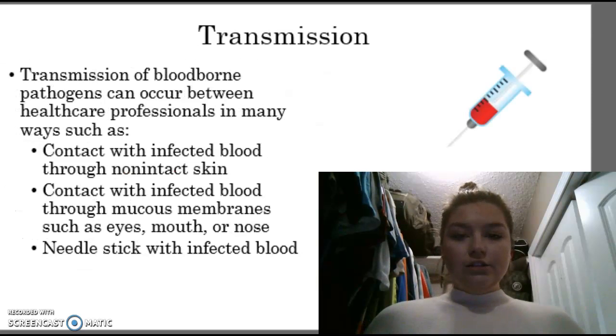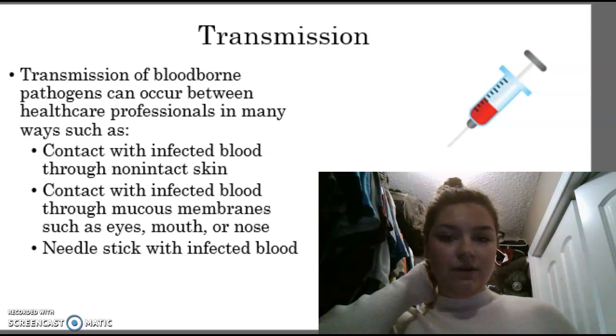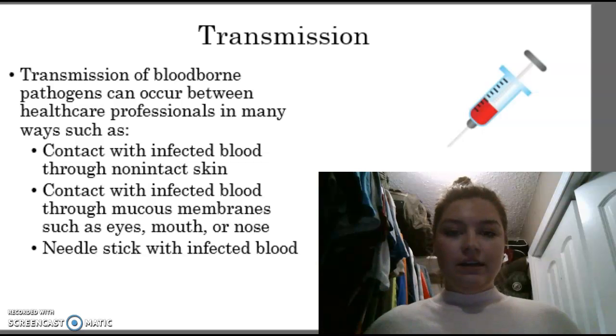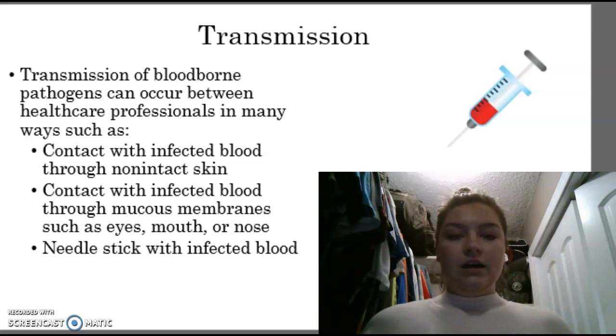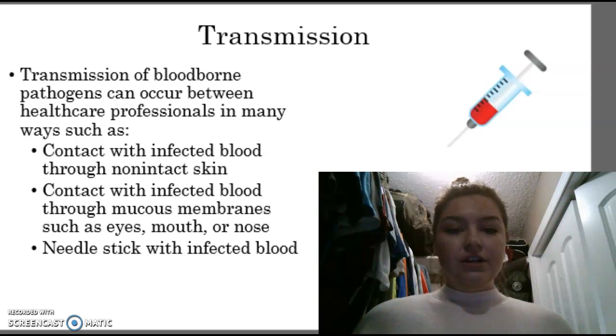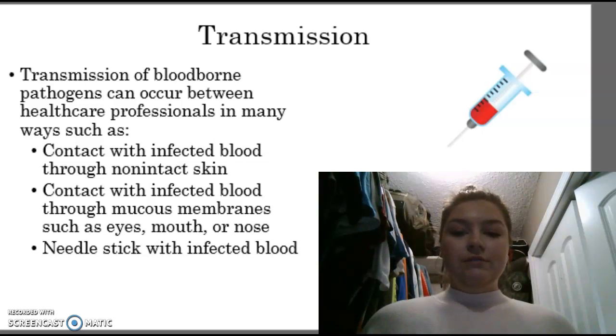Transmission. Transmission of bloodborne pathogens can occur between healthcare professionals in many ways, such as contact with infected blood through non-intact skin, contact with infected blood through mucous membranes, such as the eyes, mouth, or nose, or needle sticks with infected blood. Bloodborne pathogens are not transmitted through casual contact, droplet, or oral fecal route. HIV can also be transmitted through bodily fluids, such as semen, vaginal fluids, rectal fluids, and breast milk.